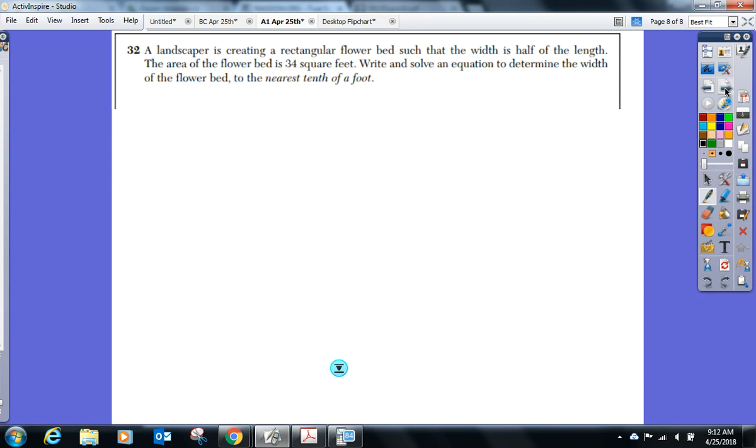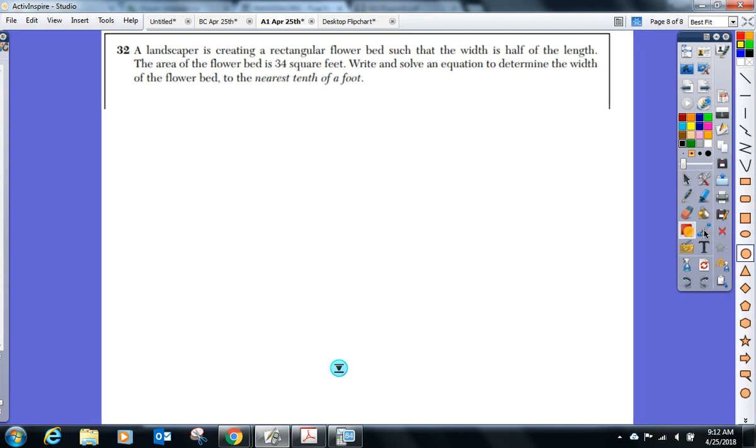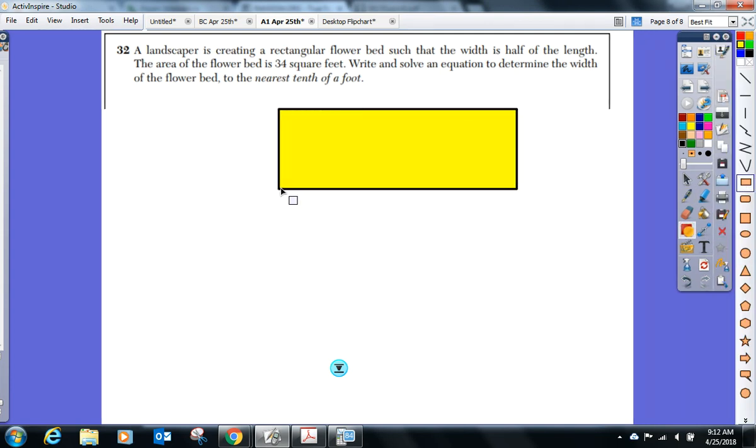All right, a little landscaper, rectangular flower bed. The width is half the length and the area is 34. Solve an equation for the width. All right, I got to get a picture here, see what this sucker looks like. Good.